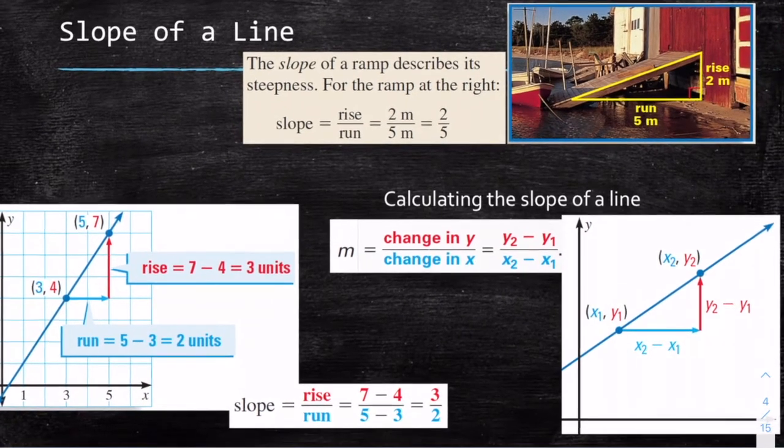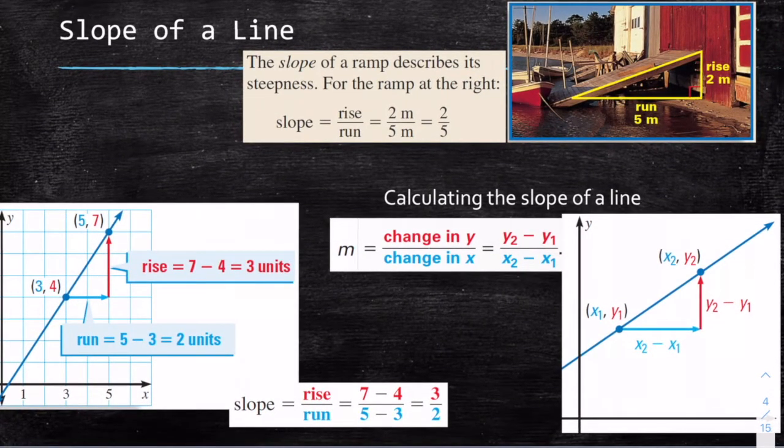So it starts off with this guy right here, the slope. And if you look at the picture in the upper right-hand corner, we're looking at a boat ramp. And notice here that they're saying that it rises 2 meters when it's going horizontally 5 meters. The slope of a ramp describes its steepness, and for the ramp at the right, we're talking about a rise over run.